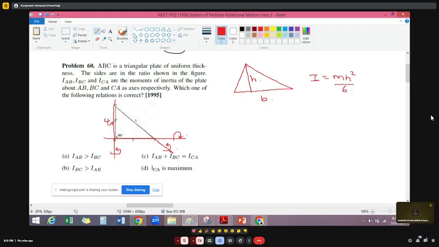So that means mass is fixed, 6 is a constant, so these two things are constant. As h increases, the moment of inertia will increase. Makes sense, right? As you go farther from the axis, the moment of inertia will increase, just like the previous problem. So this is 3, whereas for this one it will be 4.